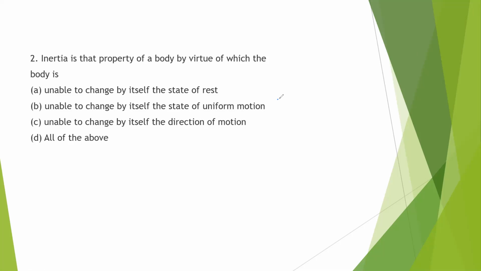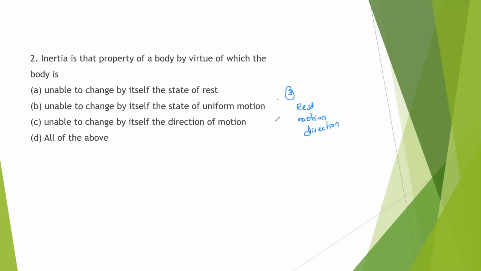As we know, there are three types of inertia: inertia of rest, inertia of motion, and inertia of direction. Inertia is nothing but opposing the change. If the body is at rest, it will oppose the change to be in the motion state, right? The inertia of motion is, if the body is already in motion, it opposes coming to rest. Inertia of direction, the body will oppose the change of direction.